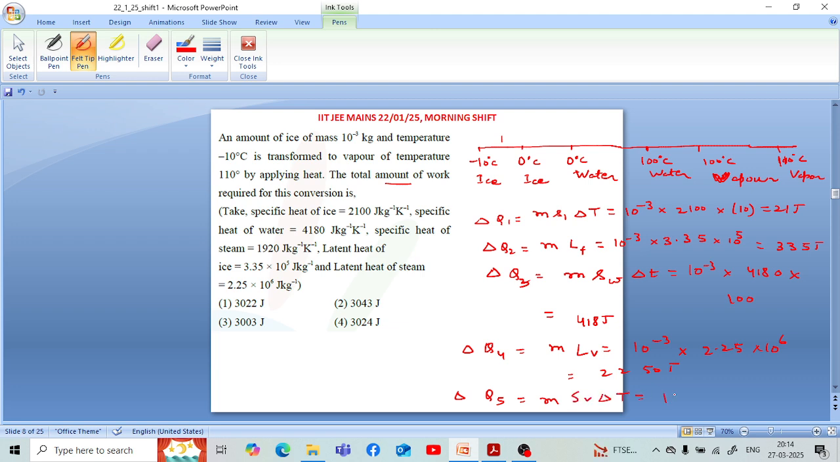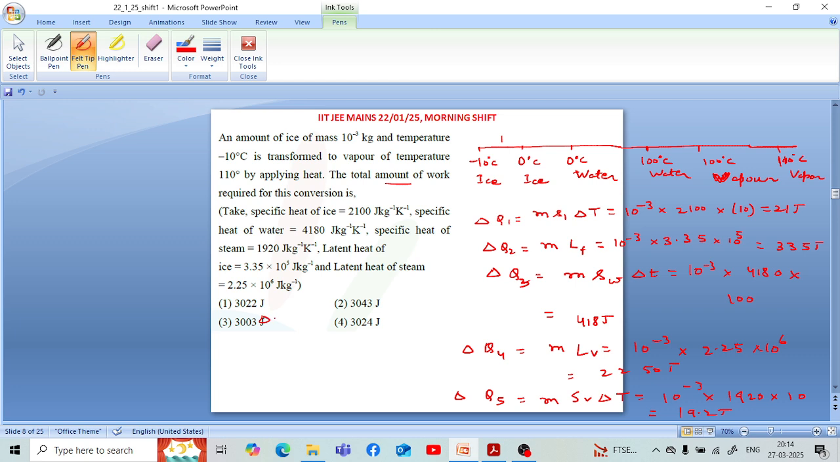After putting the values 10 to the power minus 3 for the mass, then SV is given as 1920, the specific heat of steam, which is given in the problem, and delta T is the temperature change. So the temperature changes from 100 degrees Celsius to 110 degrees Celsius, so this value is 10 here. After putting all these values and solving it, we get this value as 19.2 joules. So these are the different heats required at the intermediate steps.